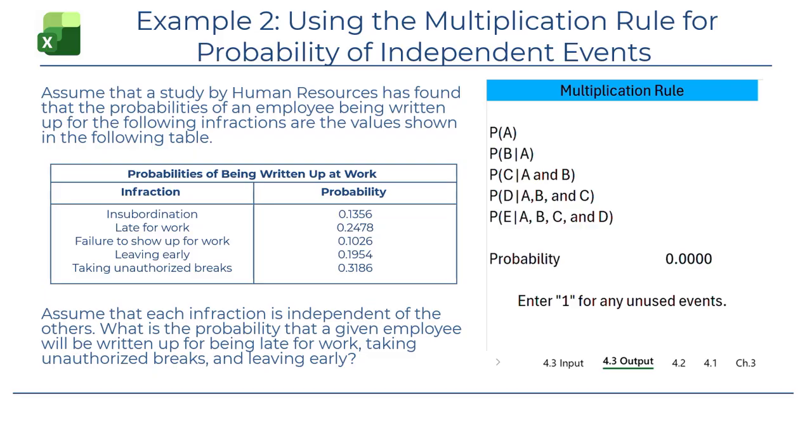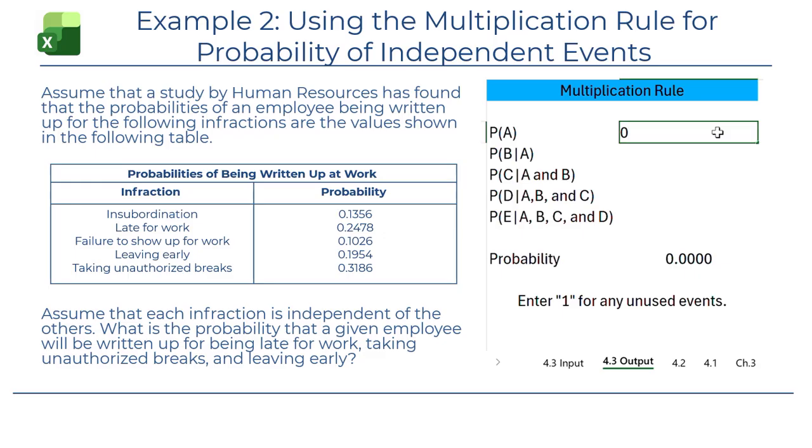Example 2. Assume that a study by Human Resources has found that the probabilities of an employee being written up for the following infractions are values shown on the given table. If we are to assume that each infraction is independent of the others, what is the probability that a given employee will be written up for being late for work, taking unauthorized breaks, and leaving early? Again, this is a multi-stage experiment because there are 3 different events occurring. The first is written up for being late for work.